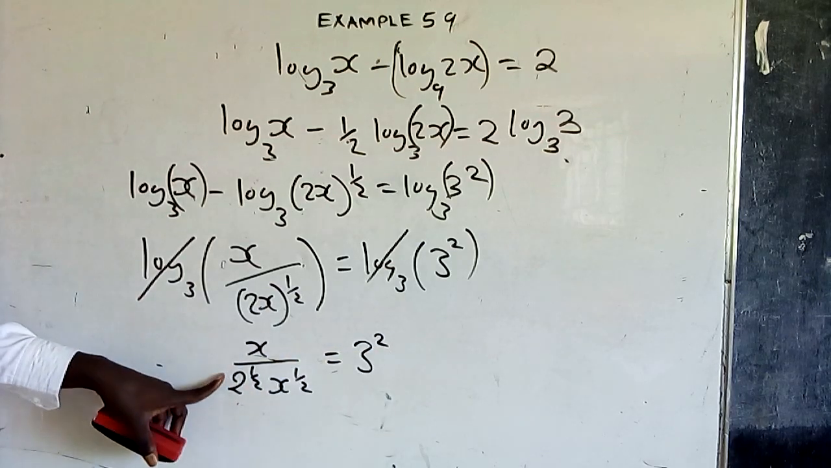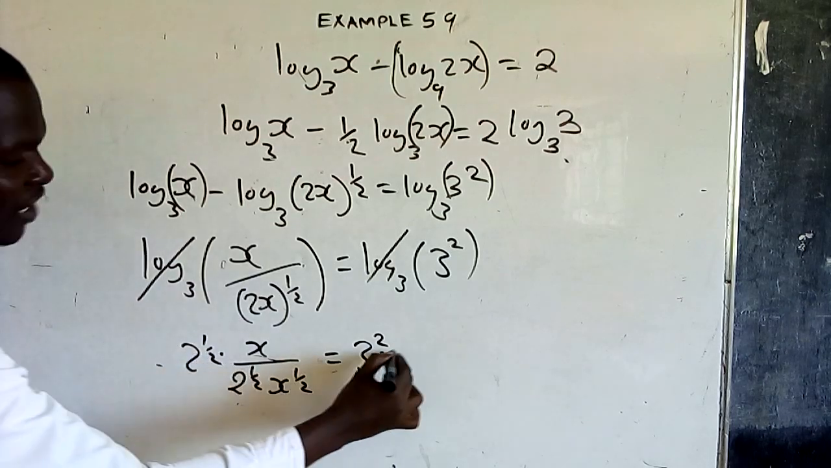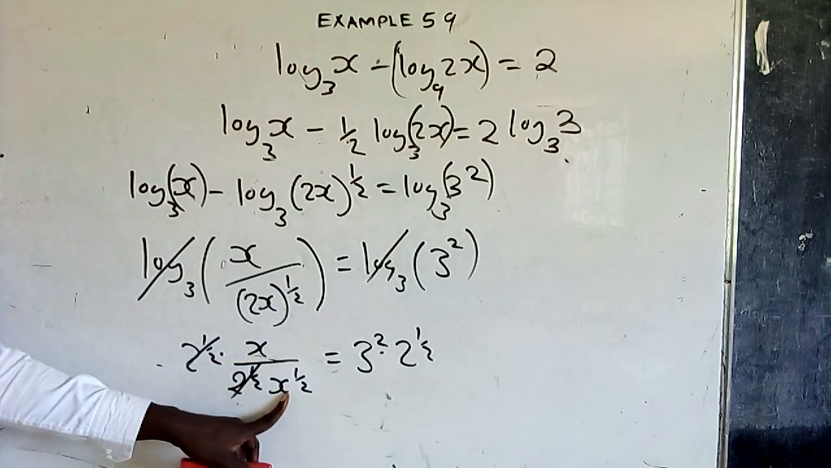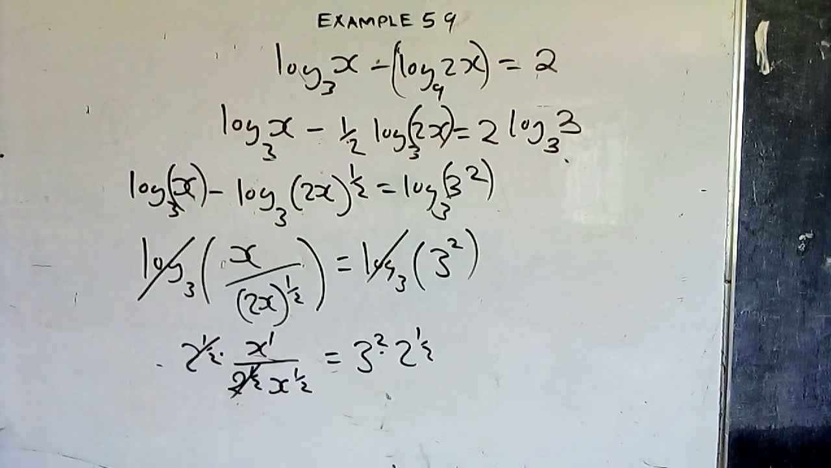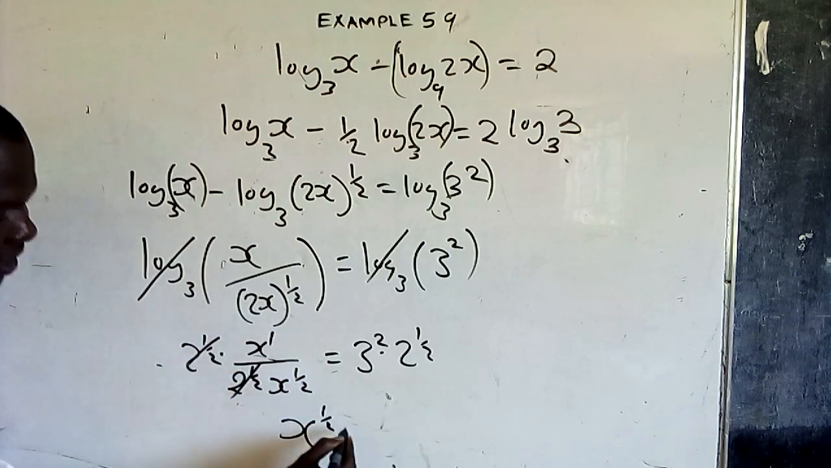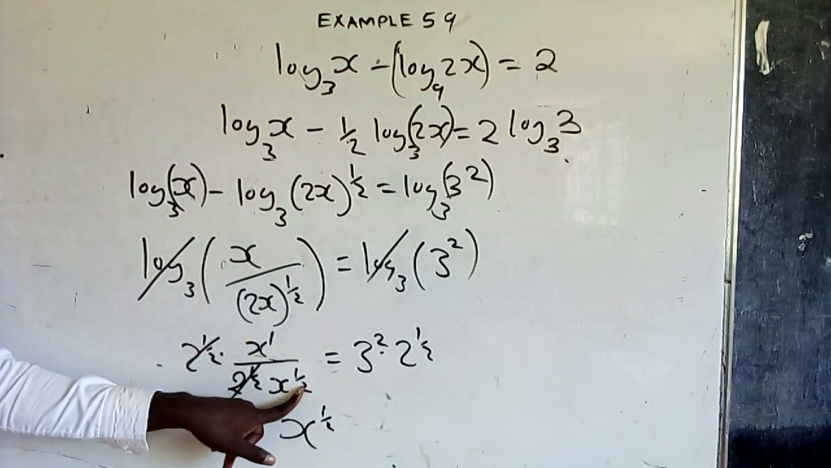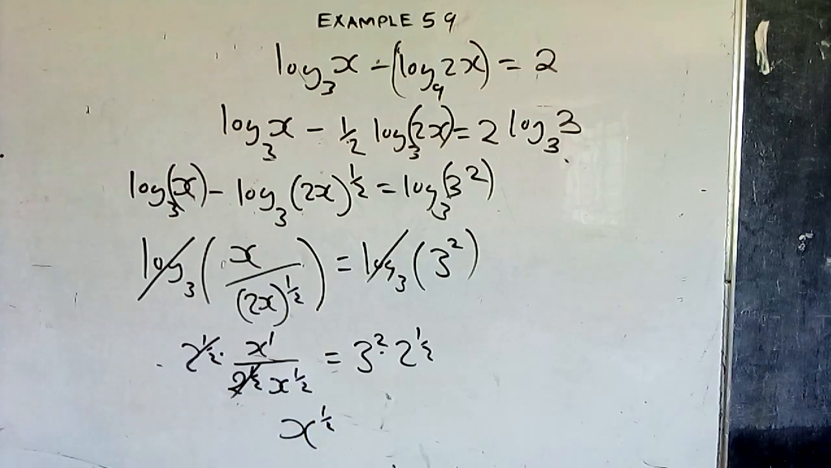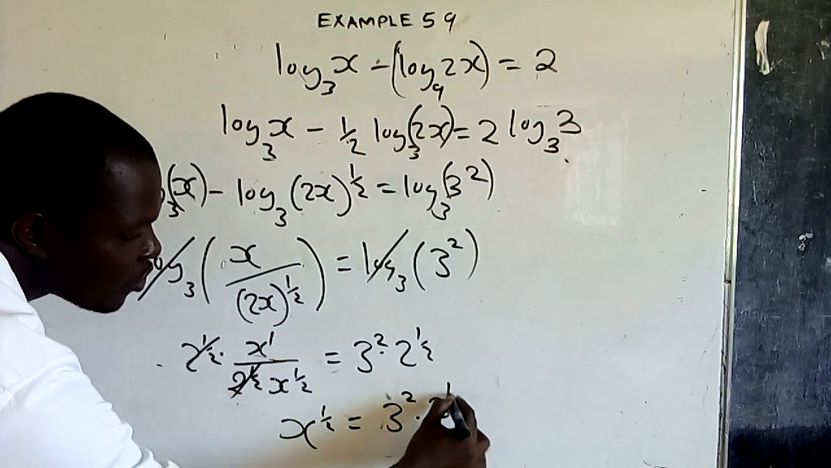The first thing you do is to get rid of this 2 raised to power half, so you multiply both sides of the equation by 2 raised to power a half. Then you remain with x over x raised to power half. Same base with division, you subtract the powers. So it is x to the power 1 minus a half, which leaves x raised to power half. So x raised to power half is equal to 3 squared times 2 raised to power half.